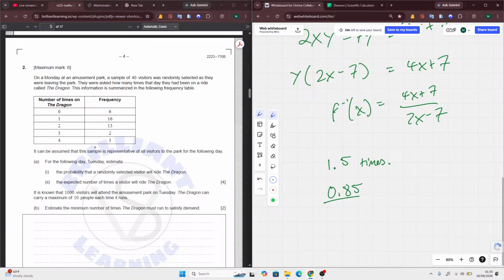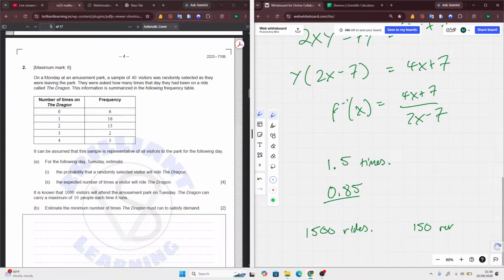So it says it's known that 1,000 visitors will attend the amusement park on Tuesday. The Dragon can carry a maximum of 10 people each time it runs. Estimate the number of times the Dragon must run to satisfy demand. So if the expected value is 1.5 per visitor, I'm expecting 1,500 rides across those 1,000 visitors. And if it can carry a maximum of 10 people, I'm expecting 150 runs, I guess would be the word.